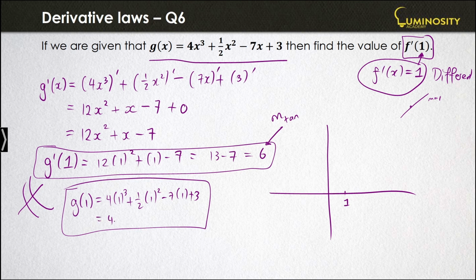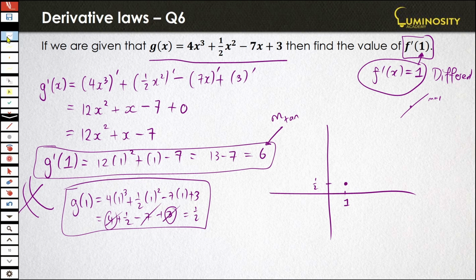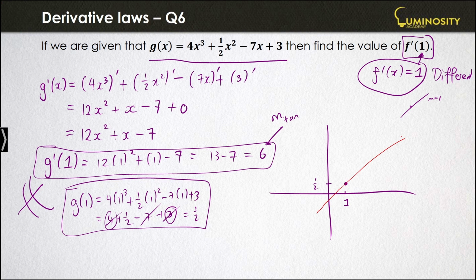So it's going to be 4 plus a half minus 7 plus 3. Well, 4 plus 3 is 7 minus 7. So that cancels. So you're just left with a half. So at 1, you get a half. So at this point here, when you look at the tangent line of whatever that graph looks like, the gradient at that tangent line is going to be 6. All right, that is what the interpretation is for this derivative here. All right, so that's how we would do this type of question.